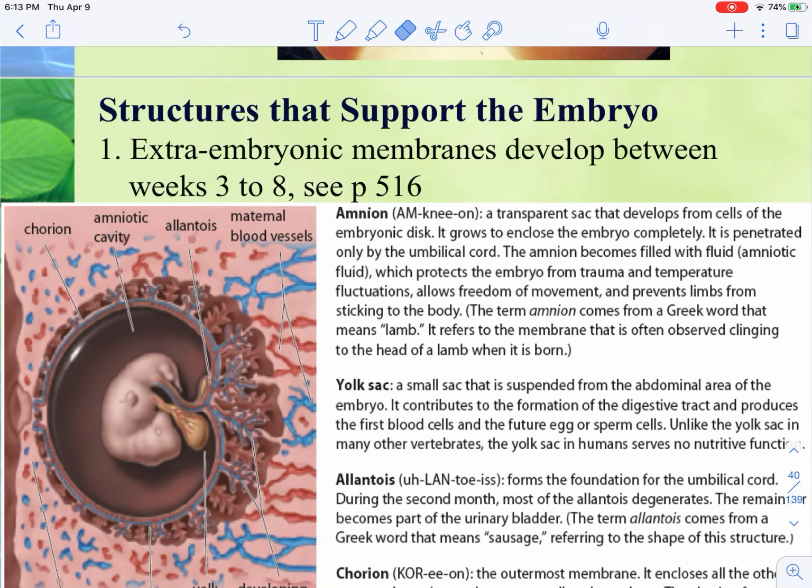Welcome to the continuation of 15.1. This is all about the extra-embryonic membranes, and we have some significant structures around the embryo.